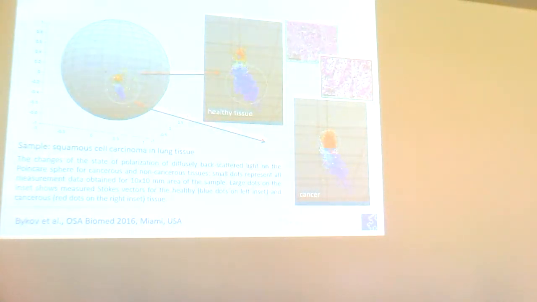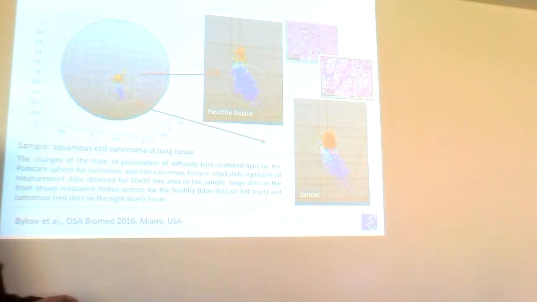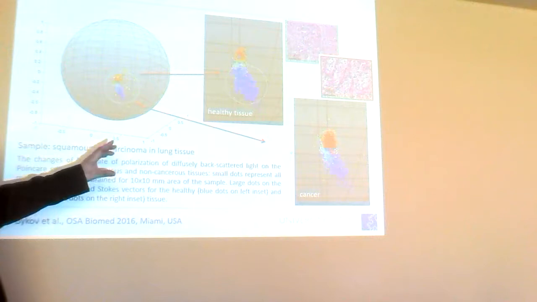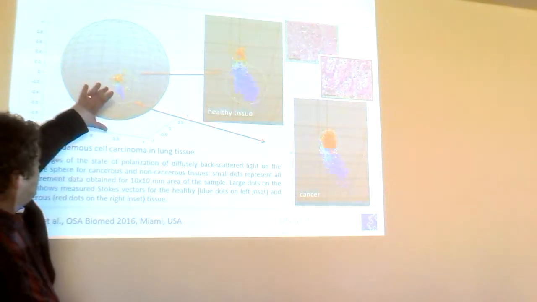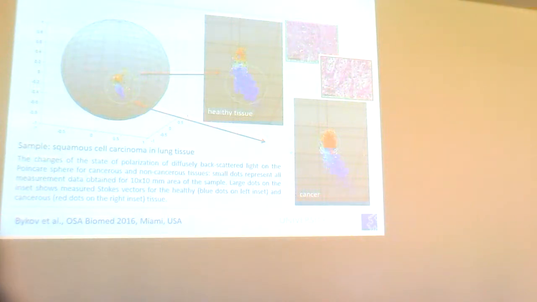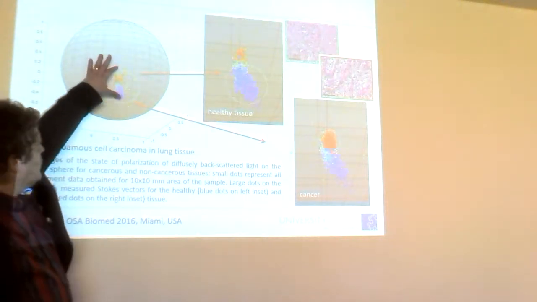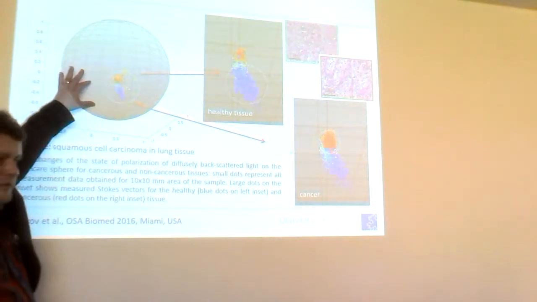Then there is the way to calibrate the position of the Poincare sphere to make sure that we always measure at the right point. Because if your initial light or detected light is different, these points could migrate on the Poincare sphere in another way.